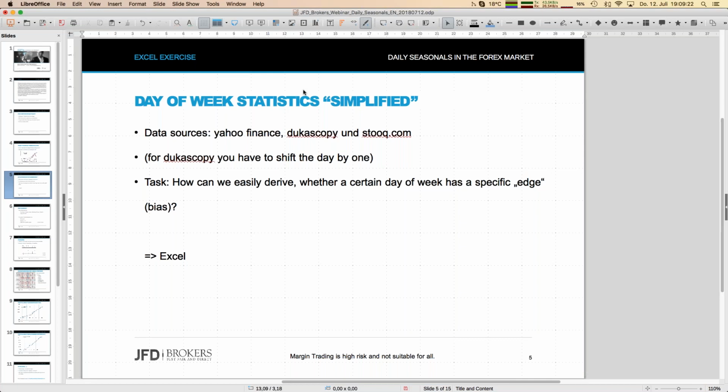Our task for that Excel exercise, which I will demonstrate in just a few minutes, is that we want to derive whether specific days of the week have a specific edge, like that Friday Gold Rush. We just ask ourselves: do specific days of the week have a bias in a certain direction? Maybe north, maybe south. And that's all.